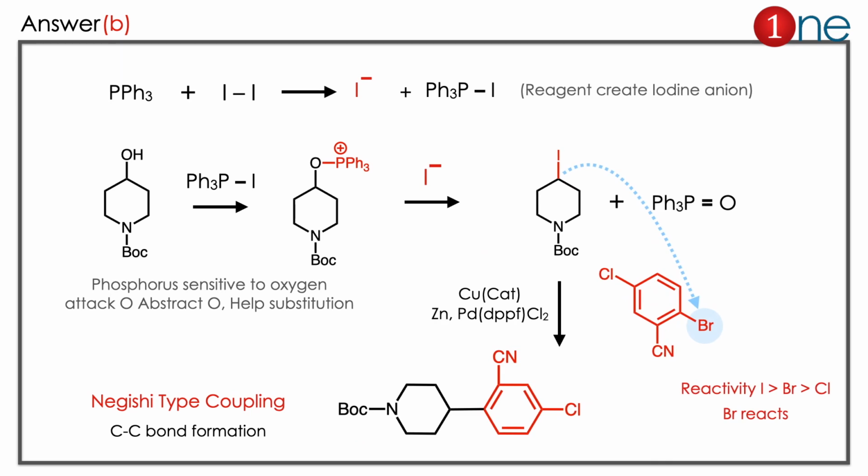The answer is B. Let us see how. The starting material is triphenylphosphine and iodine. The purpose of this reagent is to generate the iodide anion, just iodine minus. Phosphorus attracts another iodine, so iodine minus is generated there.